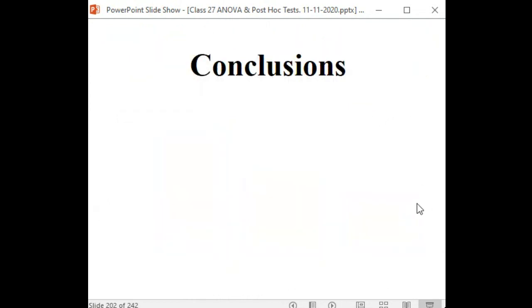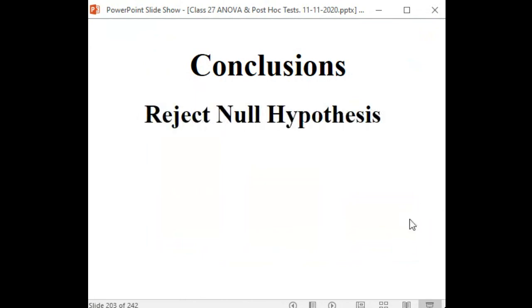Now that we know that F is significant, we can draw several conclusions. First, we can reject the null hypothesis.